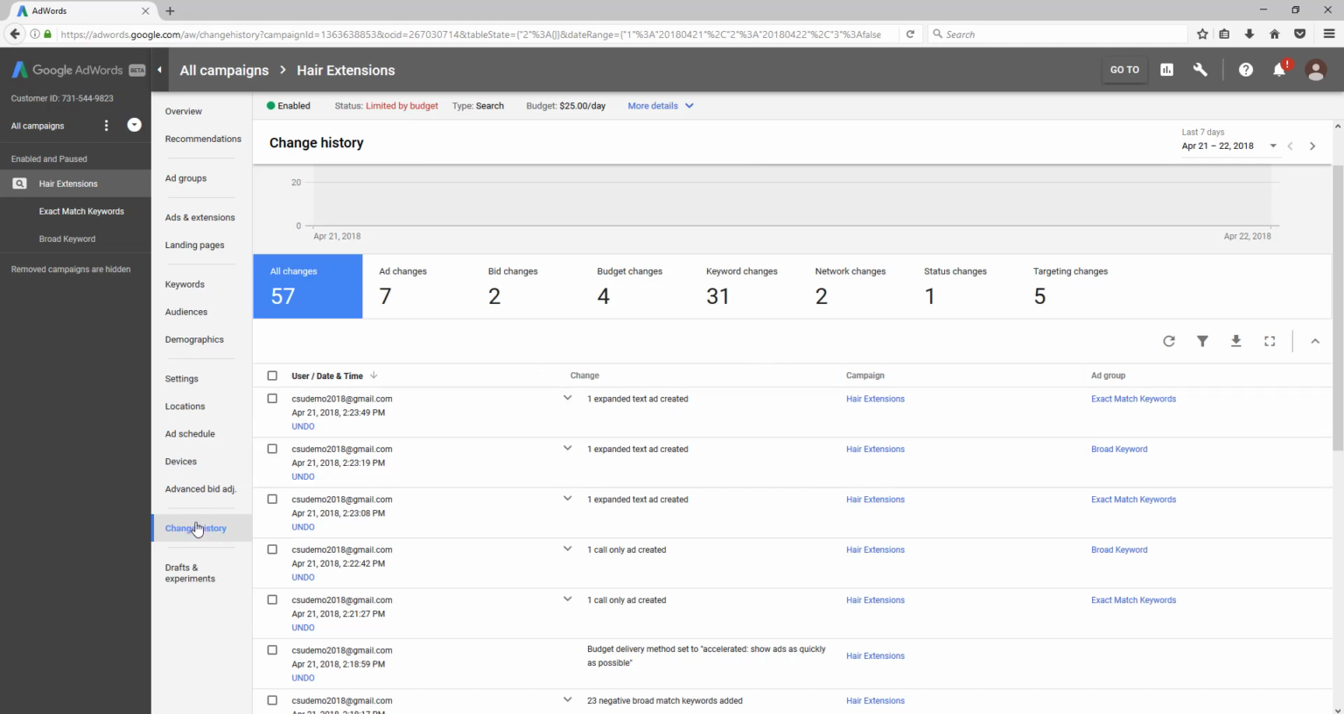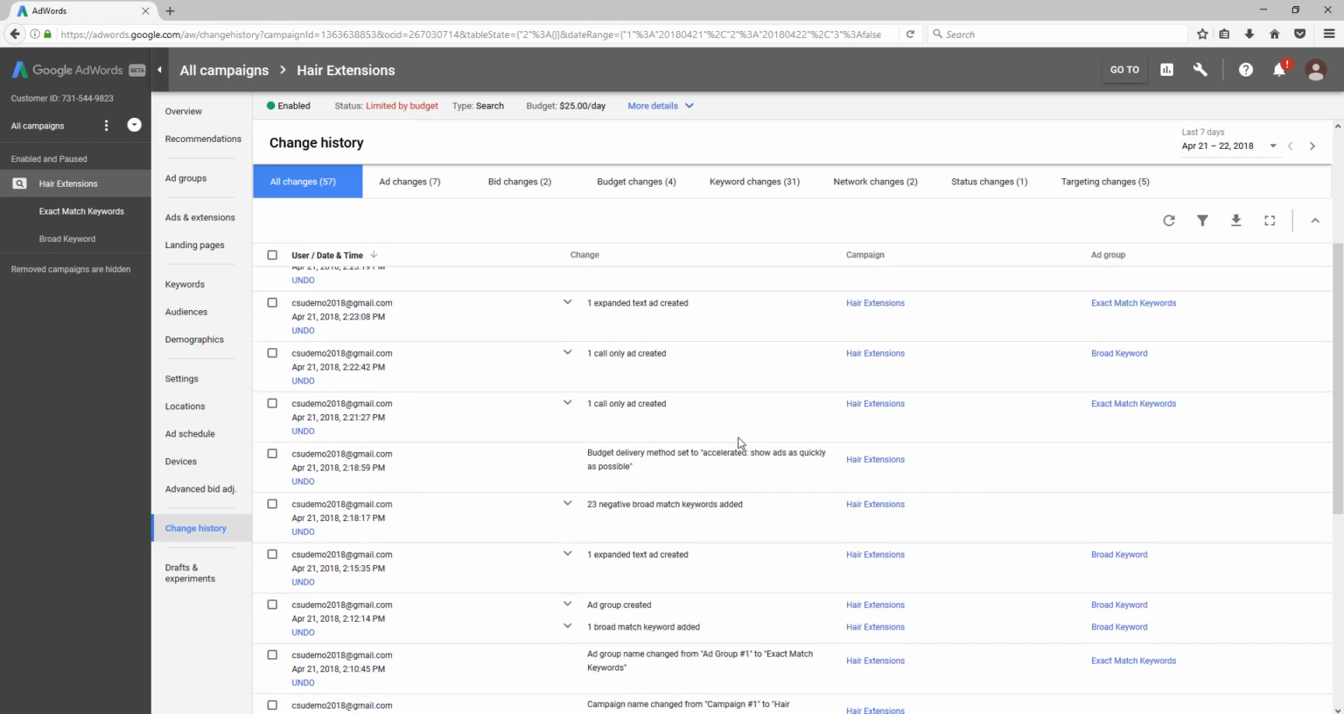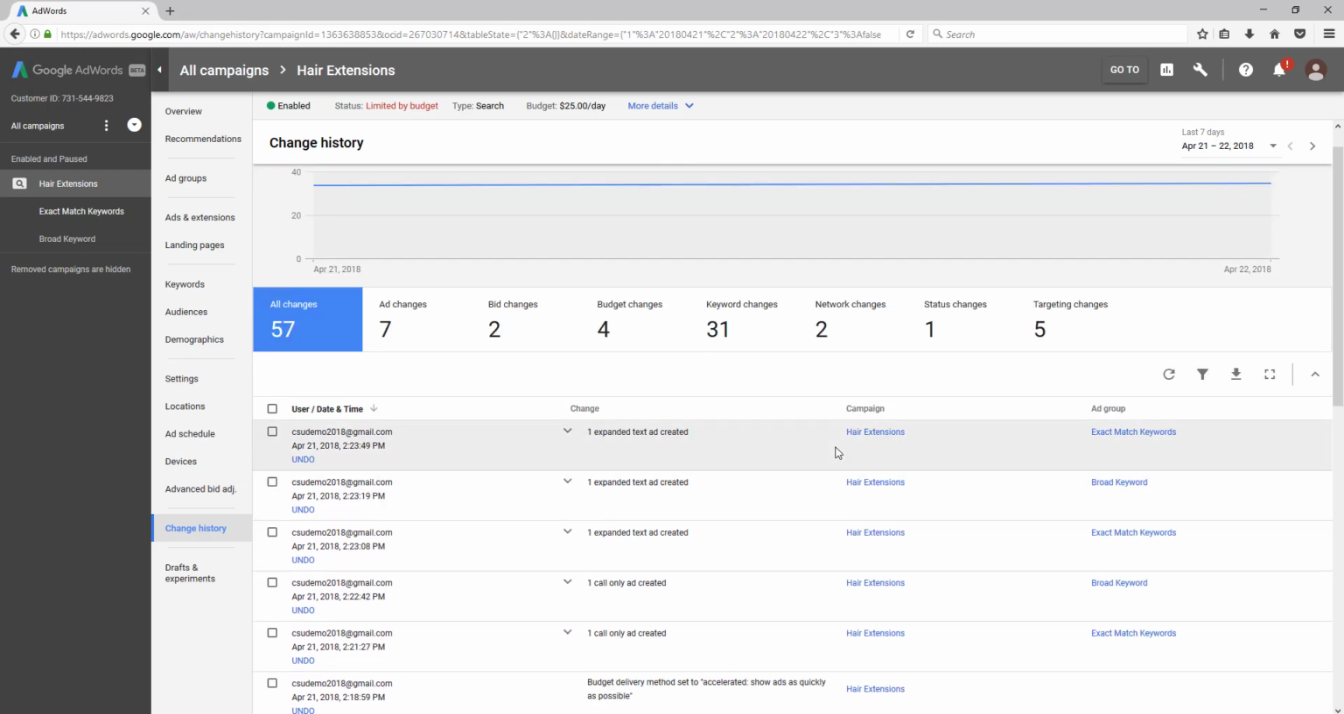So you want to always ask them to see the change history, because you want to see the number of changes they're making and the types of changes they're making. You want to see that they're active in this account. They should be in here almost every day. I mean, the first week they should be in here 10 times a day.